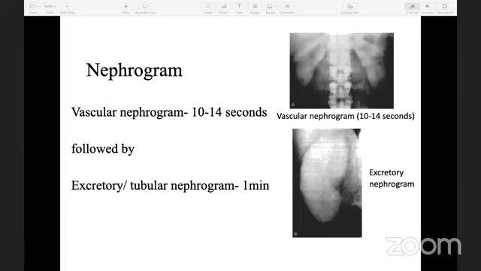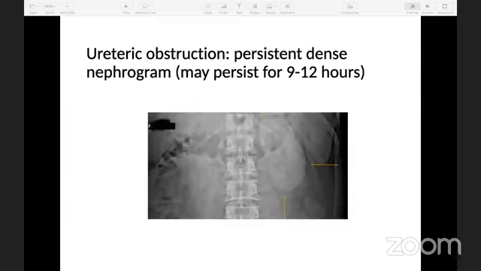Nephrogram can be divided in 2 phases. Vascular nephrogram persists for 10 to 14 seconds and it disappears and is followed by a much denser excretory or tubular nephrogram, which appears at 1 minute and lasts longer. This IVU film taken at 9 hours still shows persistent nephrogram on the left side, suggestive of acute ureteral obstruction.